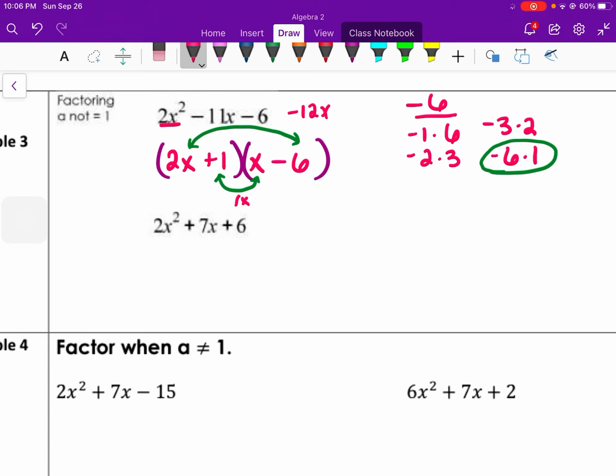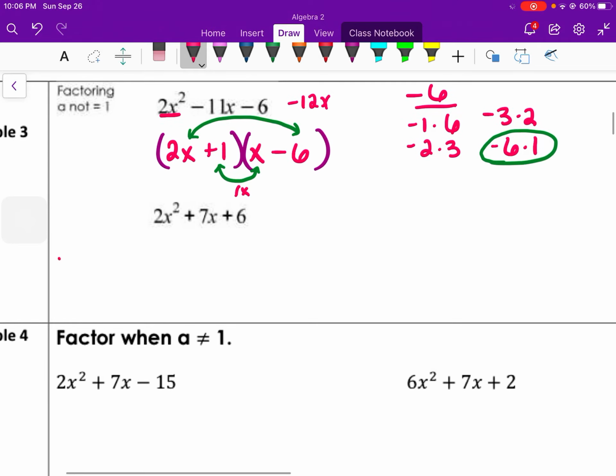So it was really just guessing and double checking and using the fact that I knew there was only one way to get 2x squared, 2x times x, and then using my combinations to make negative 6 to figure it out. There's really no set rule like, okay, you do this every time. So guessing and checking can be really hard, especially if you're a student that prefers to have the steps to solve this problem.